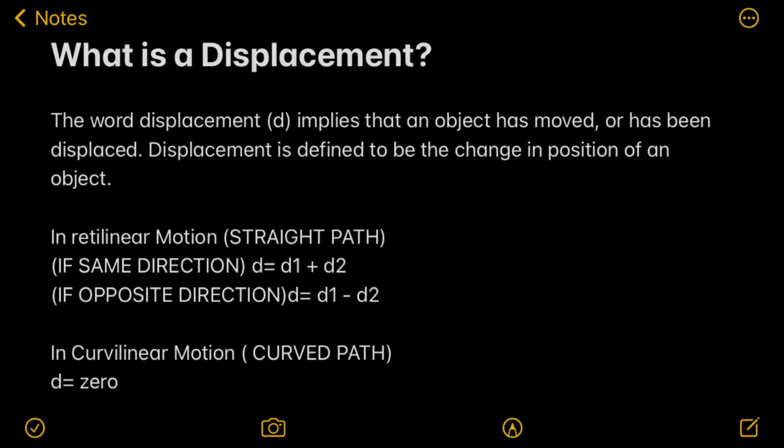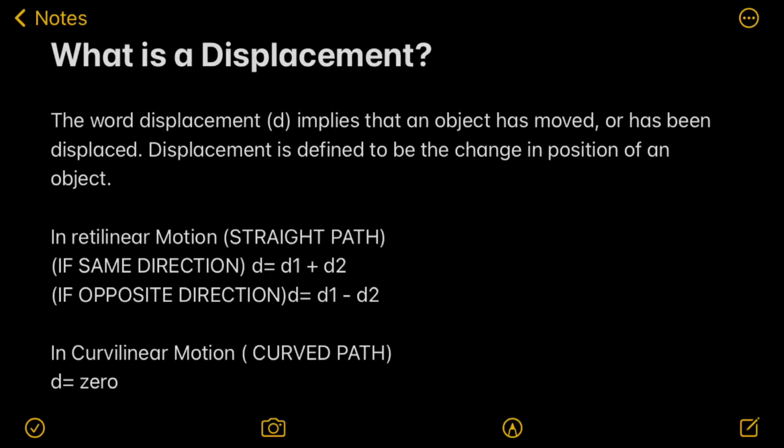In rectilinear movement or straight path, if the same direction, displacement equals d1 plus d2. Meanwhile, if opposite direction, it equals d1 minus d2. And in curvilinear motion, which is curved path, the displacement would be 0.